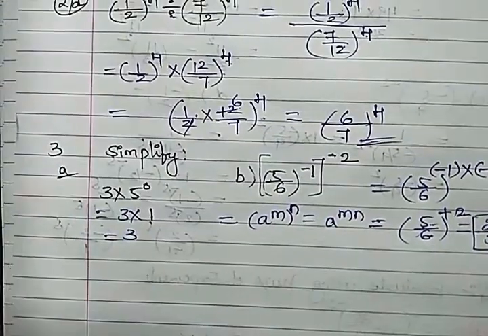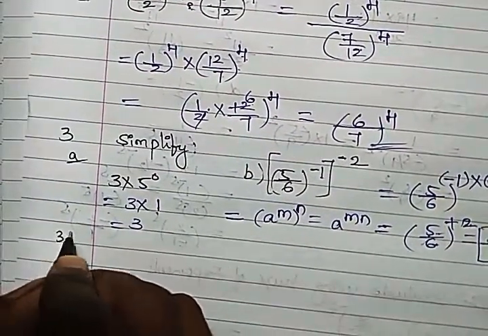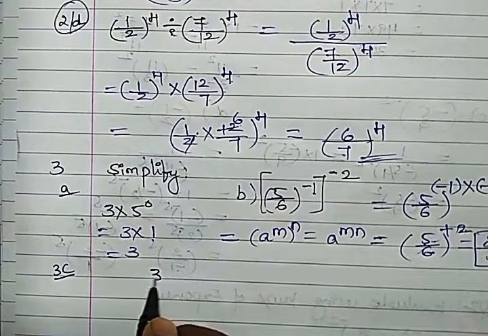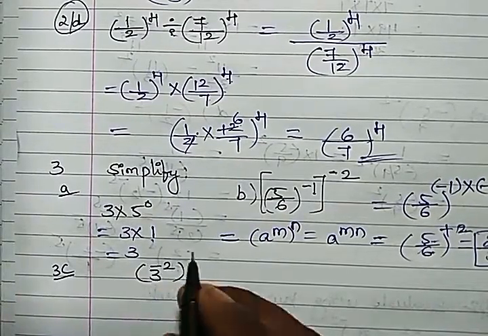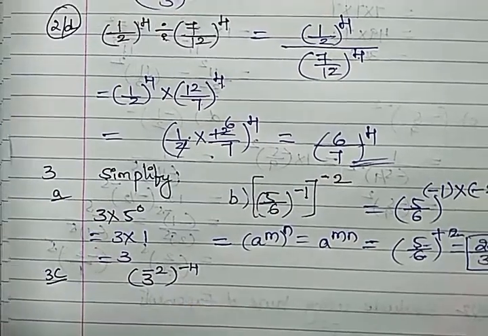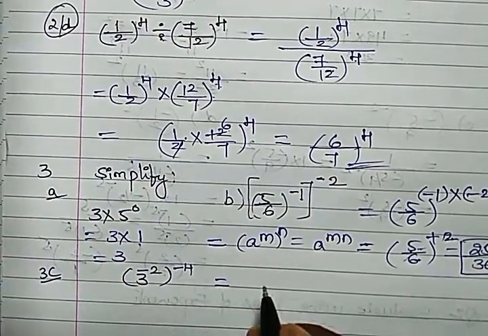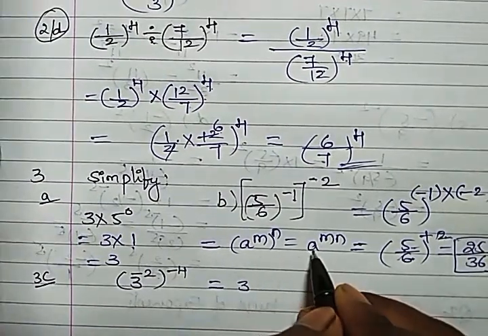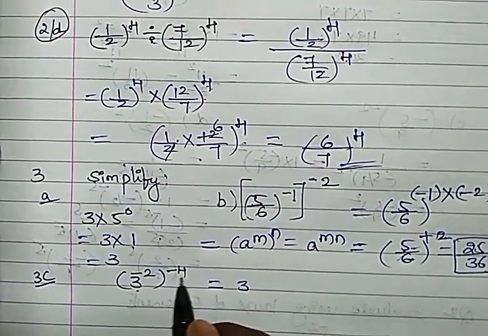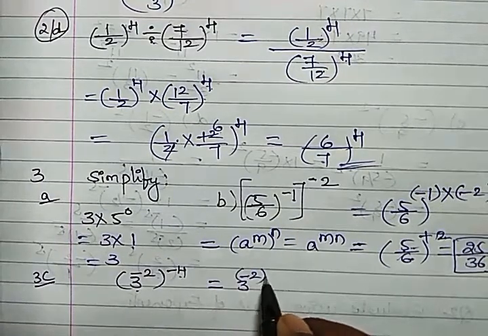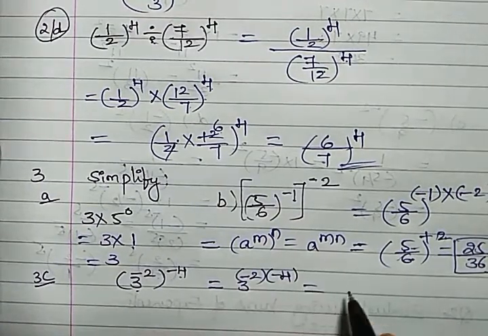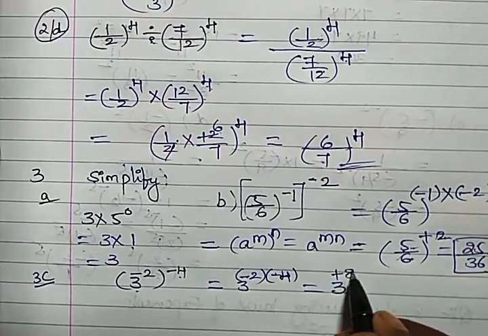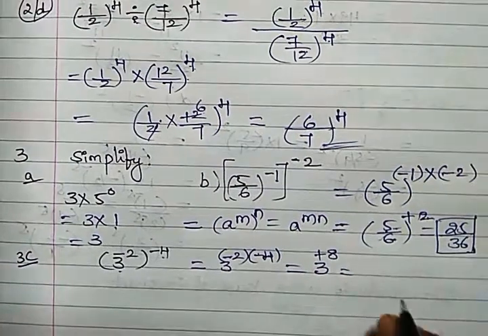So that is 3B. Now 3C is 3 power minus 2 whole power minus 4. Again the same law: single base, 2 powers, so the powers will be multiplied. 3 power minus 2 into minus 4, minus into minus plus, 2 fours are 8. So 3 is to be multiplied 8 times.